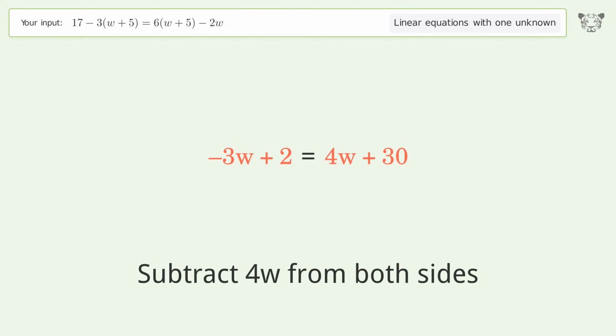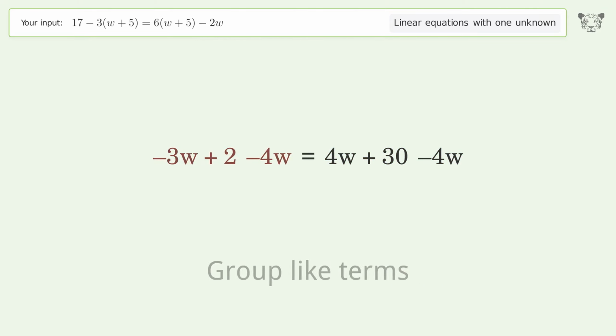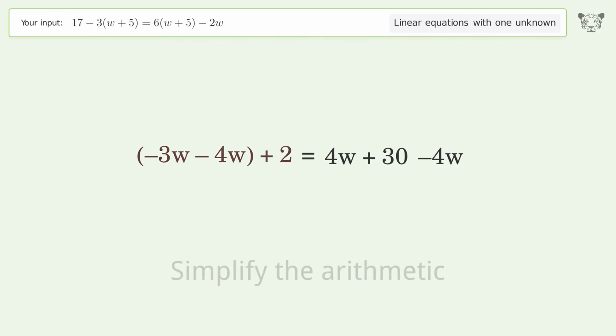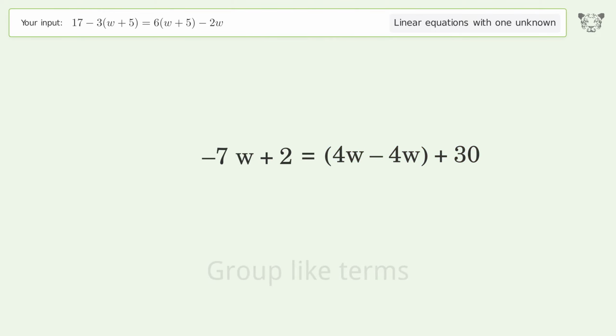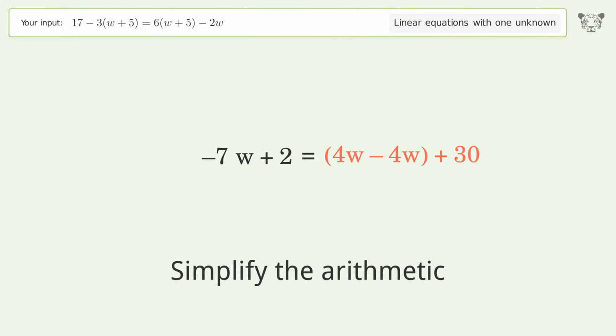Subtract 4w from both sides. Group like terms. Simplify the arithmetic. Group like terms. Simplify the arithmetic.